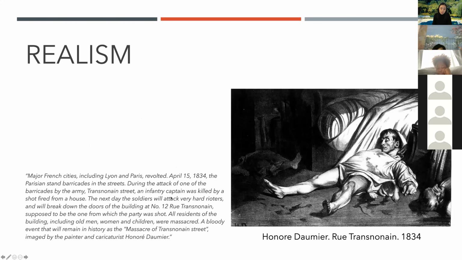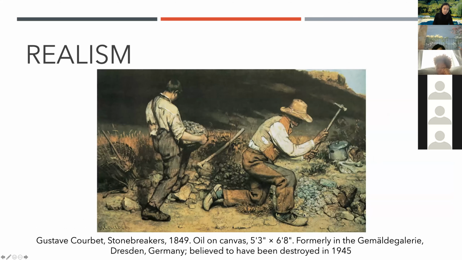So this is a realism artist, Honoré Daumier's lithographic printing work of art. And we saw this work when we learned contextual analysis before. So we're going to just skip this work. And let's see this other realism work of art.